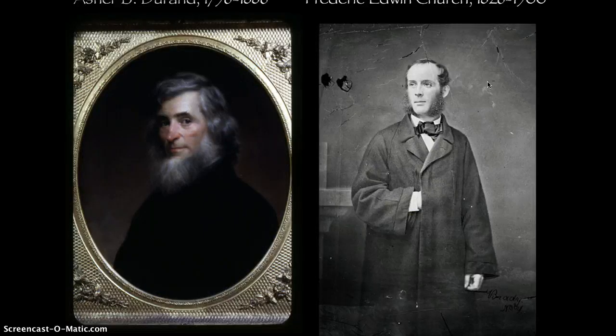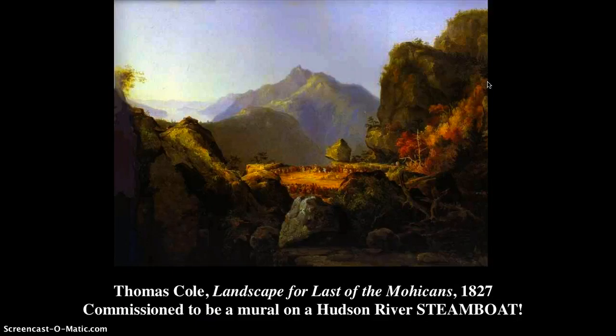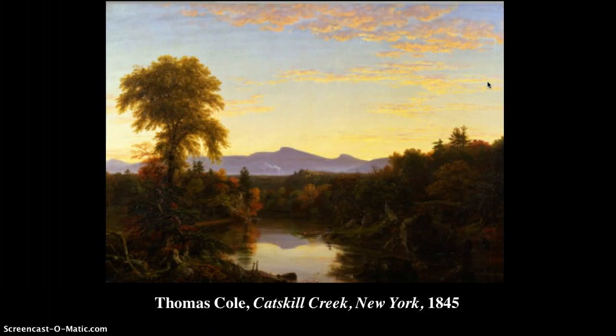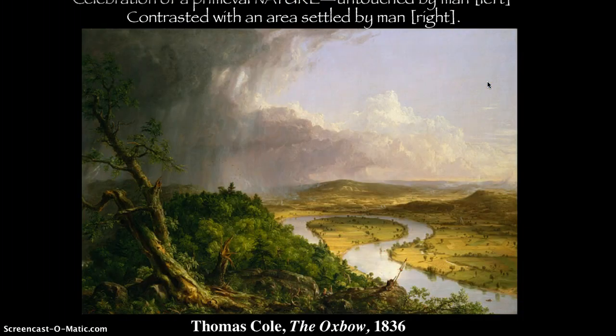Asher Durand and Frederick Edwin Church, who you see here on the left and right, are also important members of the Hudson River School. This is another of Thomas Cole's paintings, Landscape for Last of the Mohicans in 1827. What's interesting about this is that this was a mural that was commissioned to be a decoration on a Hudson River steamboat, the technology that made traveling to these areas far more possible for people. And then Catskill Creek again in New York in 1845. And you begin to see these celebrations of a primeval nature untouched by man as a way to express the Hudson River School's feelings about human settlement, really, and industrialization.